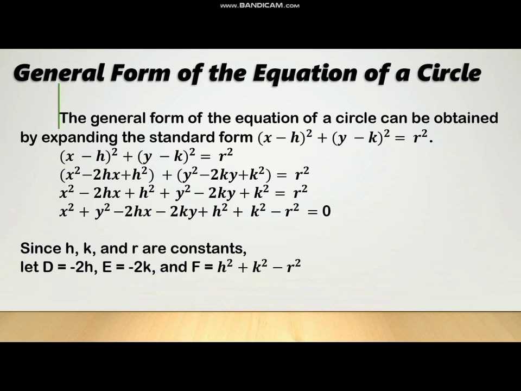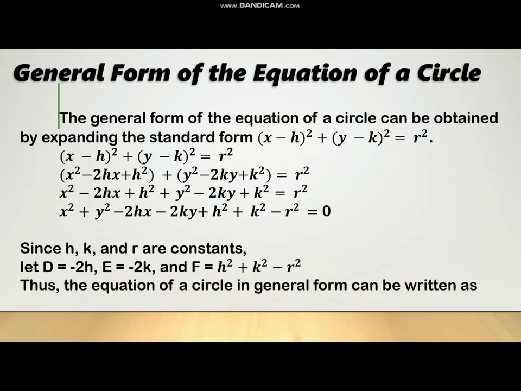and f equal h squared plus k squared minus r squared. So it is simplified. What will the general form be? Thus, the equation of a circle in general form can be written as x squared plus y squared plus dx plus ey plus f is equal to 0. It looks complicated, but let's see if it is really difficult.